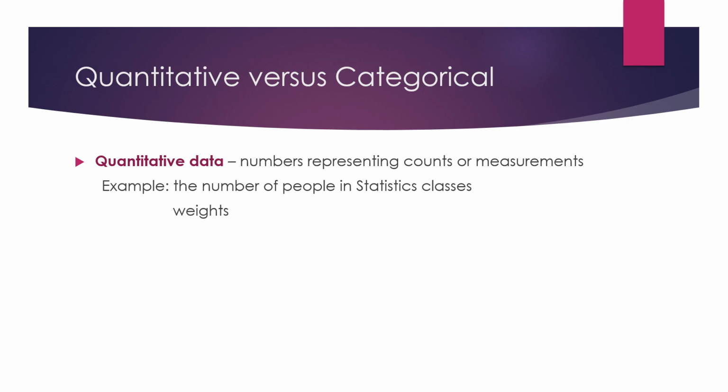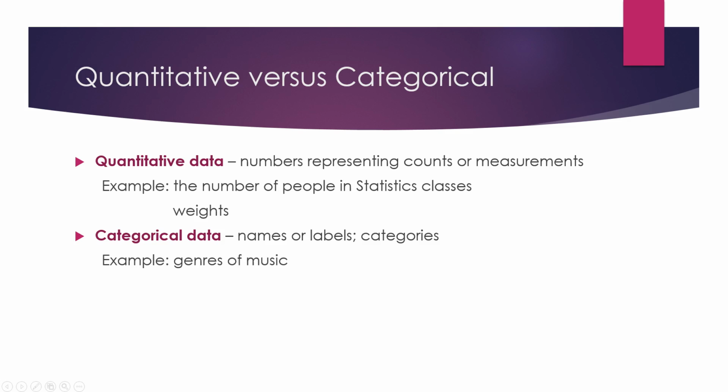An example of a measurement, which is more familiar, is weights. Weights are the result of a measuring instrument, and so that is going to be quantitative. Those results are going to be numeric. Categorical data are names or labels, aka categories, and so this one, categorical categories, is pretty close. Some examples of these: genres of music and genders. Those aren't numeric in any way.